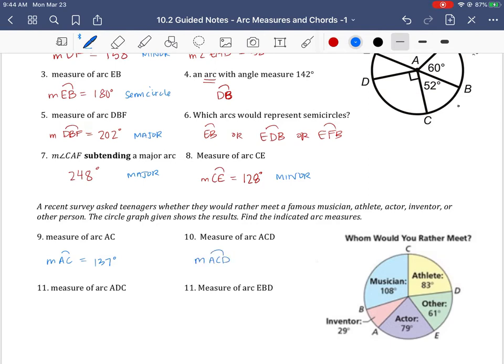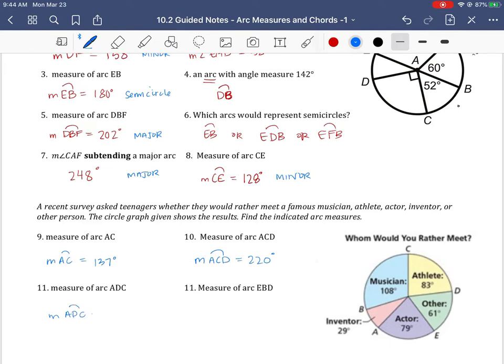The measure of arc ACD, so this one again gives us a direction. We need to go from A through C and end at D. So we start at A, we add these ones up, we go through C, and then it looks like we're ending at D. So this one is a major arc. And we're going to add that 29 degrees, we're going to add the 108 degrees and the 83 degrees to end up with 220 degrees.